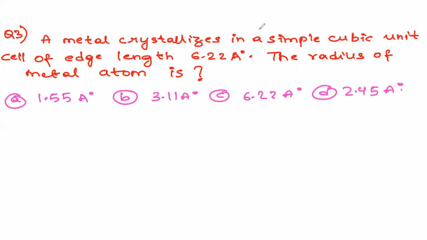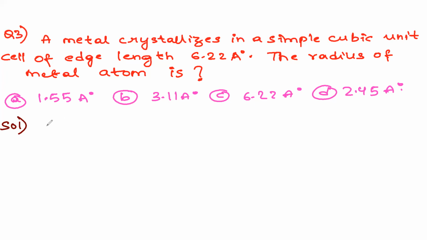Now, how to solve this type of question? Very simple. I'm writing the solution here. So first, repeating the question again. A metal crystallizes in a simple cubic unit cell of edge length 6.22 angstroms. They have given the edge length. Now they are asking us to find the radius of the metal atom.